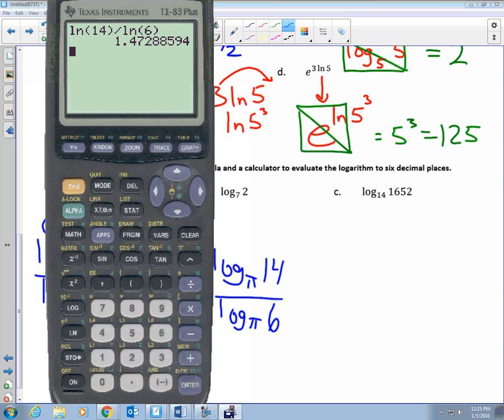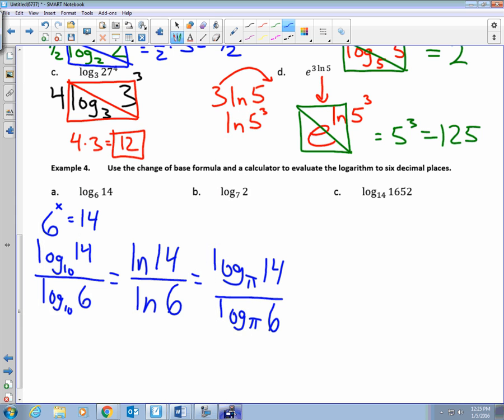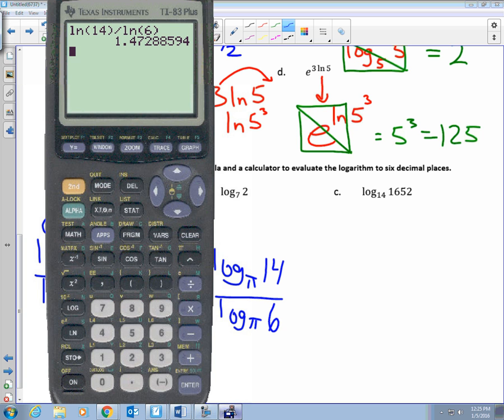And you can see you get 1.47288594. So I'll write down 1.47. And if you wanted to check it, you could take 6 to the 1.47. But as you can see, you don't come up with 14. So generally speaking, when you're working with logarithmic or exponential functions, you round to 6 decimal places. Now, you don't have to do that on your assignment today, but if you do ever want to check your answer, you type 6 to the 1.47288.